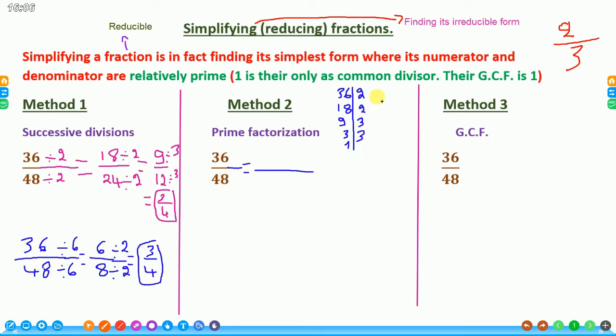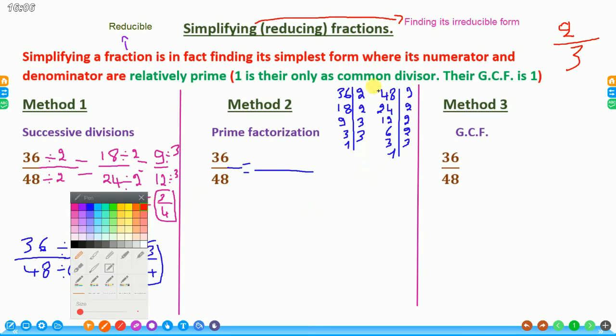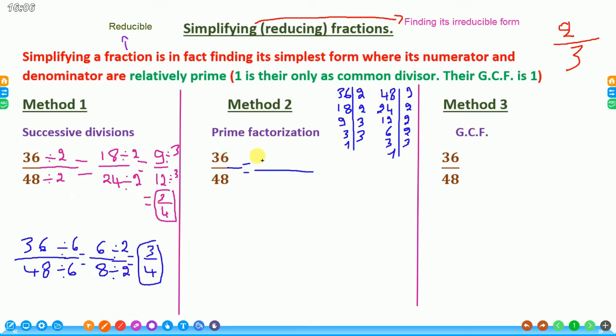And I decompose also 48. 48 divided by 2, 24. 24 divided by 2, 12. 12 divided by 2, 6. 6 divided by 2, 3. And 3 divided by 3 equals 1. Now I write 36 in the form of product of 2 times 2 times 3 times 3, and 48 in the form of product of 2 times 2 times 2 times 2 times 3.